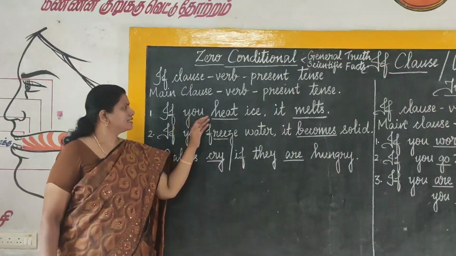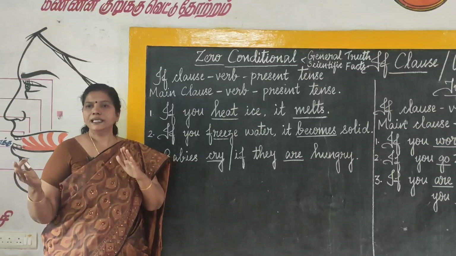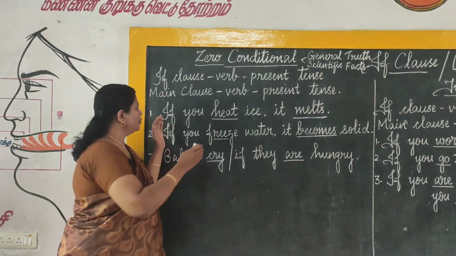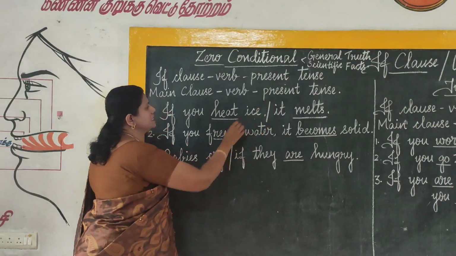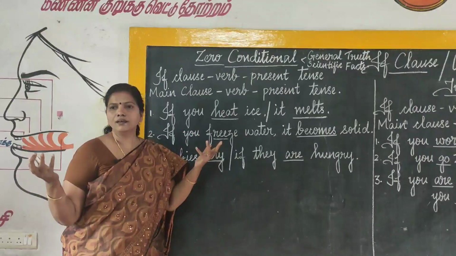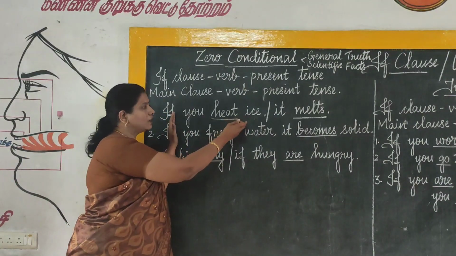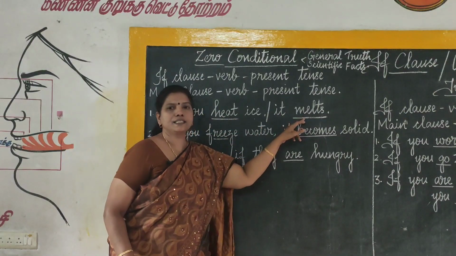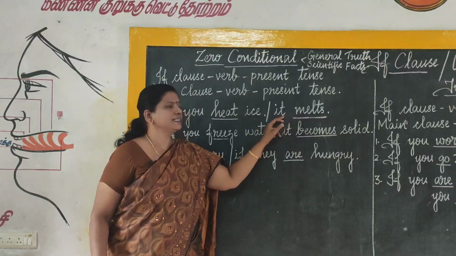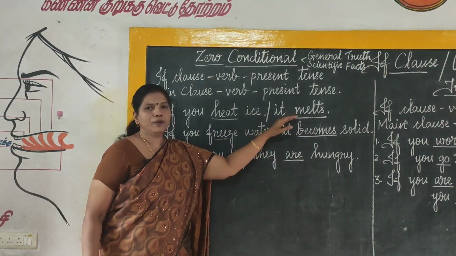If a sentence is like this, first you divide it into main clause and dependent clause. If you heat ice, if you take the sentence up to this, then it is not complete. If you heat ice, what happened? The result clause is unknown. So this is the dependent clause, and this one, it melts. When you say it melts, the sentence is complete. Then this is the main clause, right? If you heat ice, it melts.